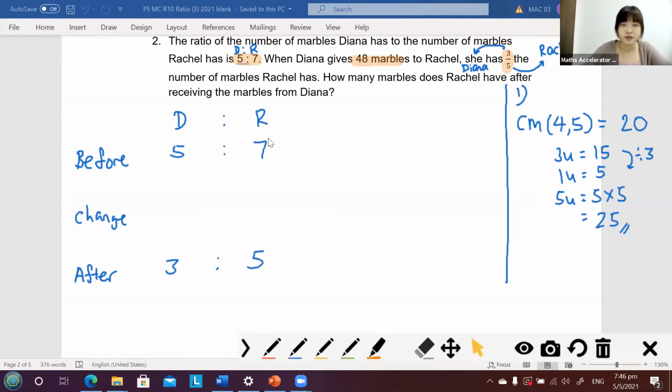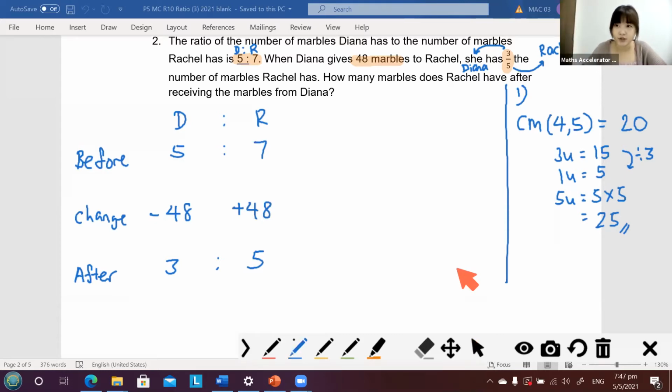So what's the change? Diana gives 48. You give 48 means you must have subtracted 48 away. So for Diana, her change is minus 48 marbles. She gives these 48 marbles to Rachel. So Rachel will receive the 48. If you're receiving, you should be adding, because you have more now. Plus 48.